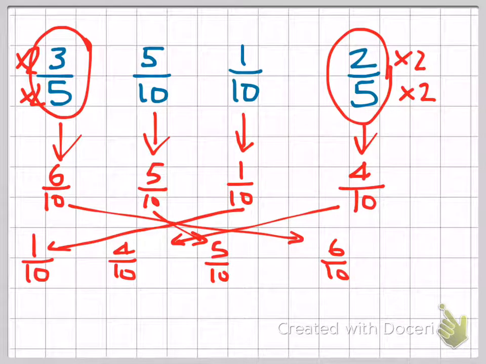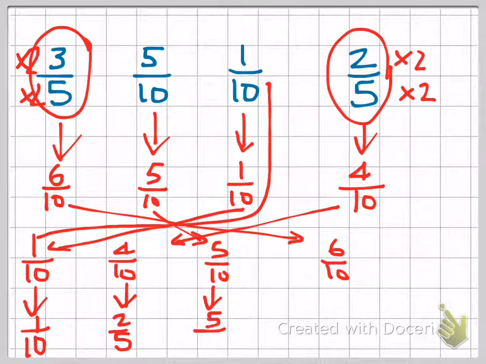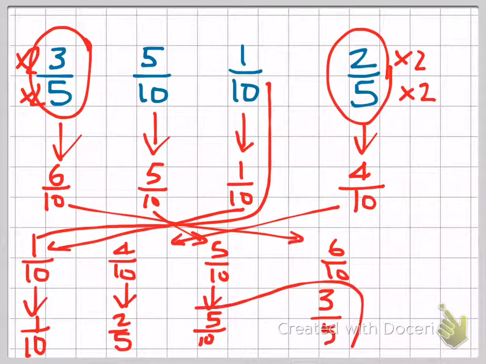Okay, 1/10, if we follow this back up, we can see 1/10 was 1/10 originally, so it stays at 1/10. Our 4/10, if we follow that back, it used to be 2/5. Our 5/10 was 5/10 to begin with. And our last fraction, 6/10, following back up the arrows, used to be 3/5. So now these are our fractions when they're actually put into order.